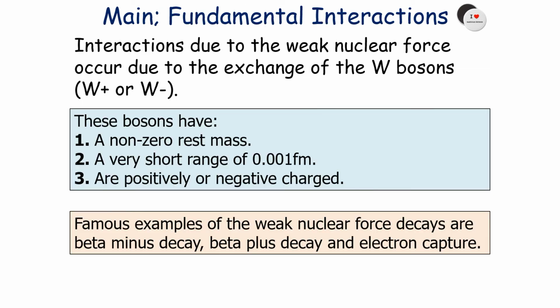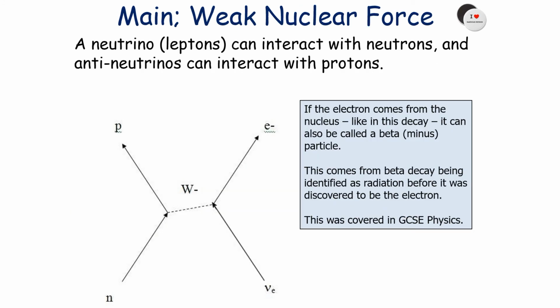Now, interactions due to the weak nuclear force occur due to either the exchange of the W plus or the W minus bosons. Now remember, these bosons have a non-zero rest mass, have a very short range, 0.001 femtometers, femto being 10 to the minus 15 meters, and are positively or negatively charged. So famous examples of weak nuclear force decays include the beta minus decay, the beta plus decay, and electron capture.